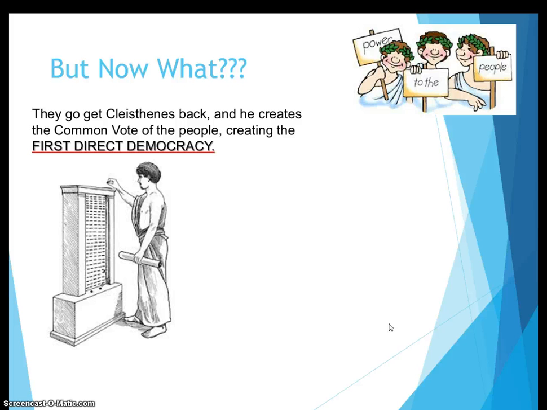And he does something pretty remarkable. He knows he can't do the same thing that he's done in the past. So he goes and creates the common vote of the people, creating the first direct democracy, meaning citizens directly voted. This is the definition of a direct democracy.